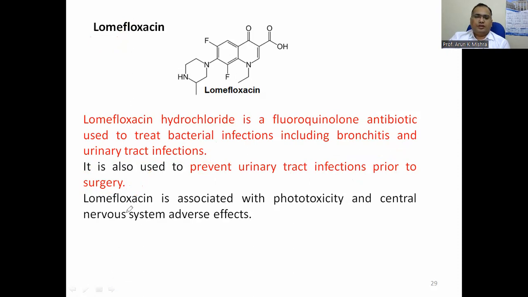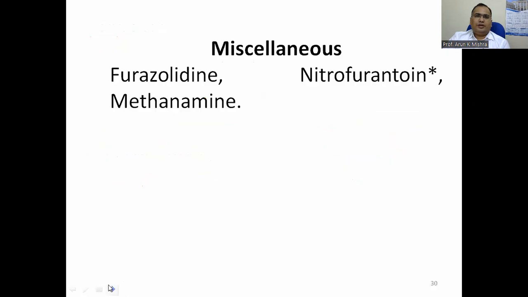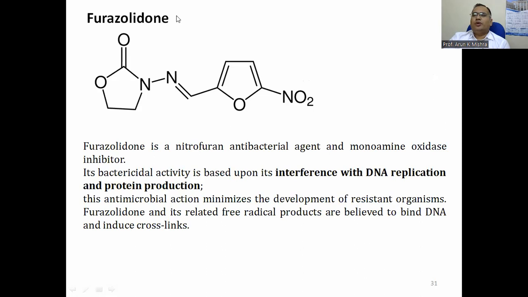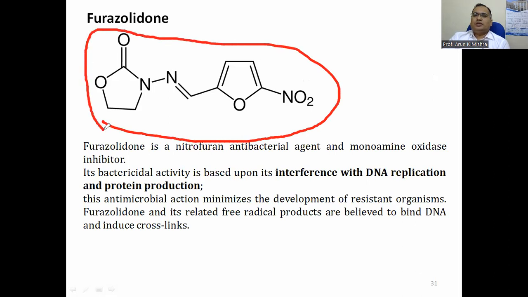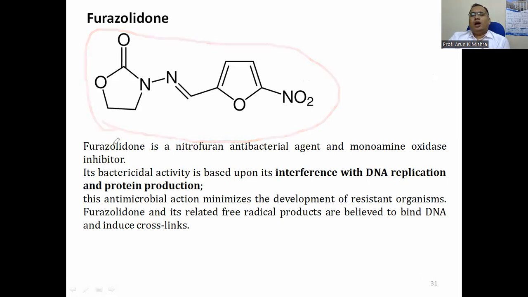And next are the antibiotics of the miscellaneous category: furazolidone, nitrofurantoin, and methenamine. When discussing furazolidone, it is clear that this is the structure of furazolidone, and furazolidone is a nitrofuran antibacterial agent. Monoamine oxidase inhibitor property is also associated with furazolidone, and its bactericidal property is based upon interference with DNA replication and protein production.